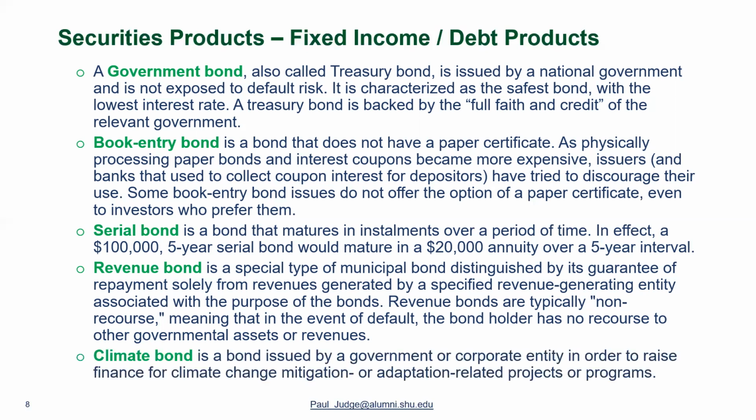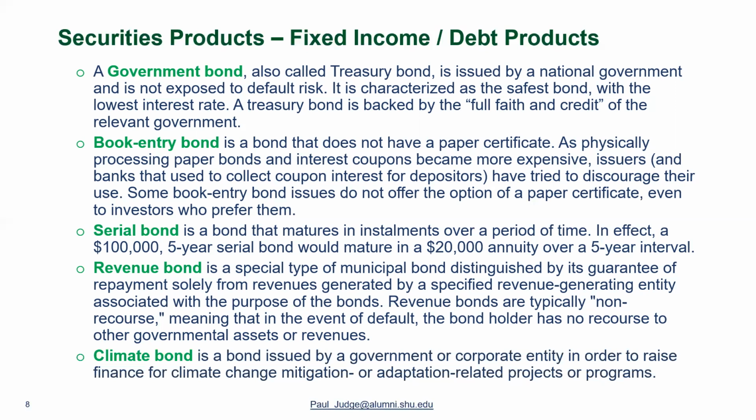Now, climate bond. This is a bond issued by a government or corporate entity in order to raise finances for climate change mitigation and adaptation related projects. So all this means is, for instance, if you have a corporation, they're going to issue a bond that says they're going to use the money from this bond to achieve some goal they set for reducing carbon emissions. You know, re-engineer their factories so that they generate less carbon emissions, or some other climate-related thing. They're going to say this is a climate bond, right?